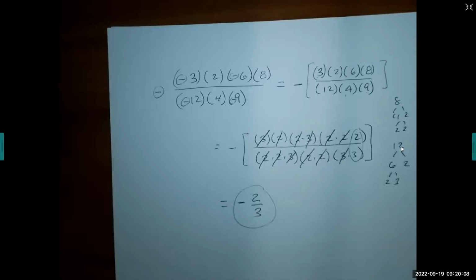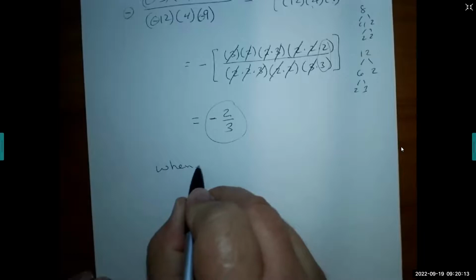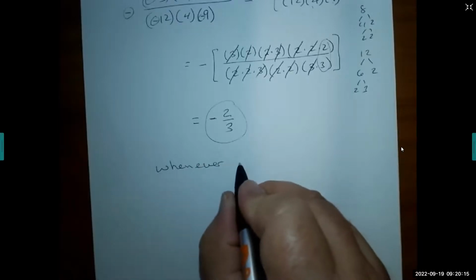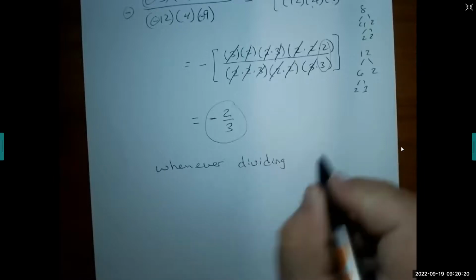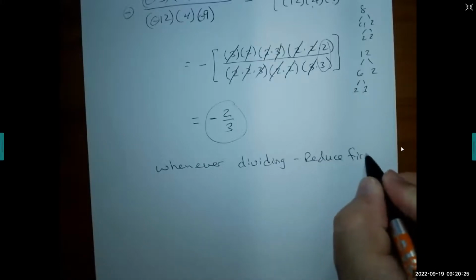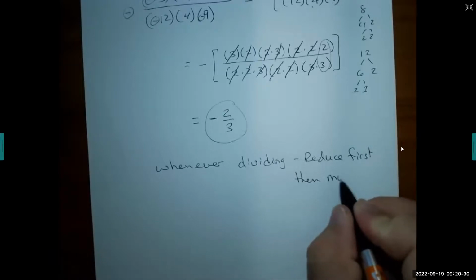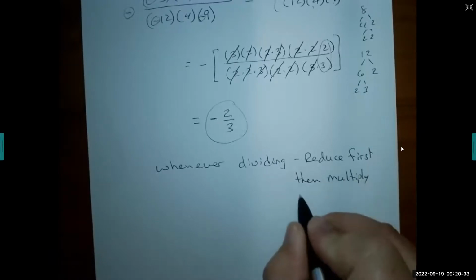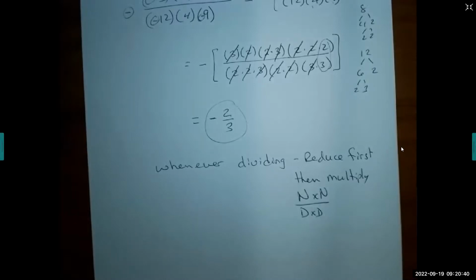So whenever dividing, reduce first, then multiply. Numerator times numerator, denominator times denominator. Reduce first. Make the numbers small before you go any further.